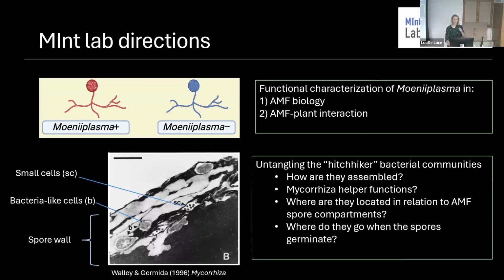Another thing that I would like to do is try to untangle these hitchhiker bacterial communities. How are they assembled? Where do they come from? Do they come from the soil? Do they come from inside the plant root? Do they have any mycorrhizal helper function? And where are they inside these spores? We know they're not on the surfaces because we're surface sterilizing them, but where are they inside the spores?